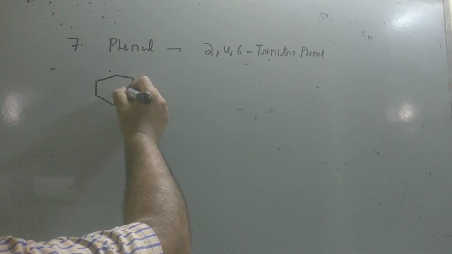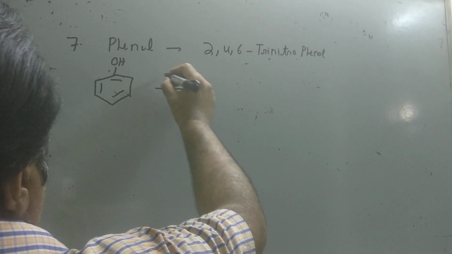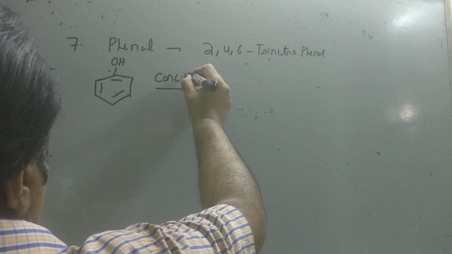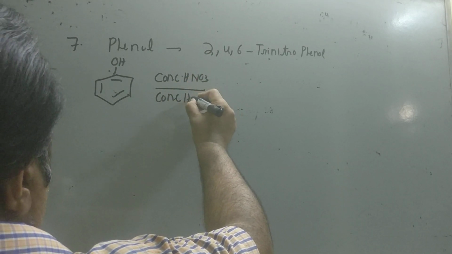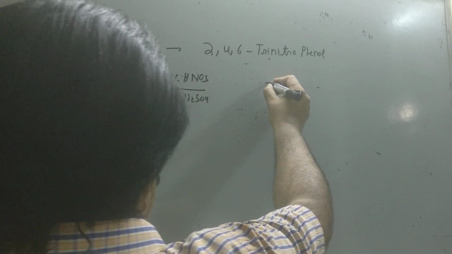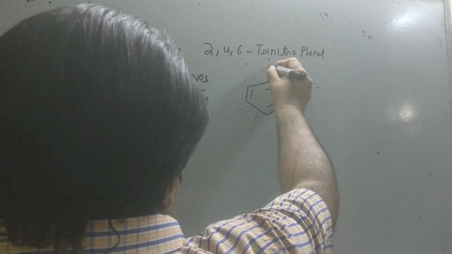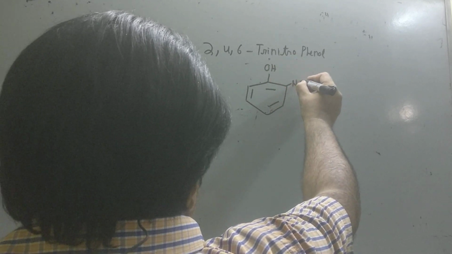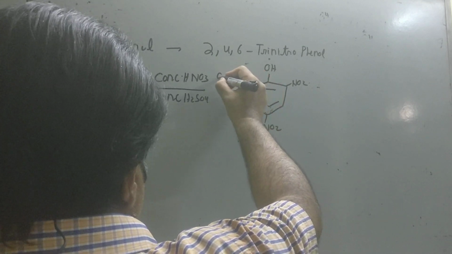Phenol subjected to a nitrating mixture. You know by now what is a nitrating mixture? We heat it with concentrated HNO3 and concentrated sulfuric acid. Tri-substitution. Electrophile NO2 plus attacks at all the ortho and para positions, and you get the formation of picric acid.